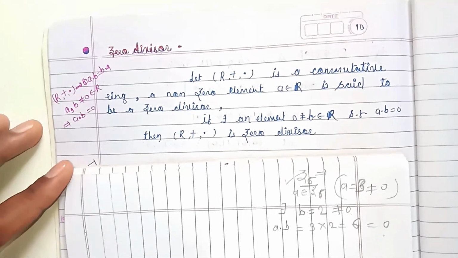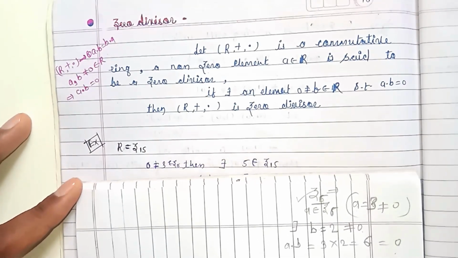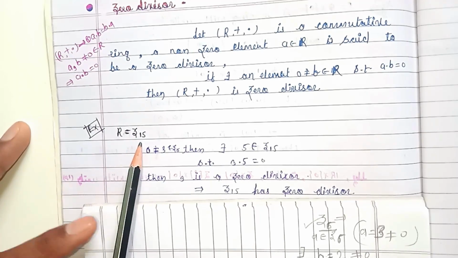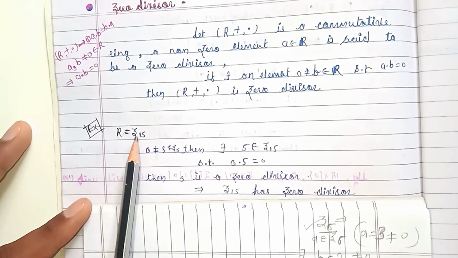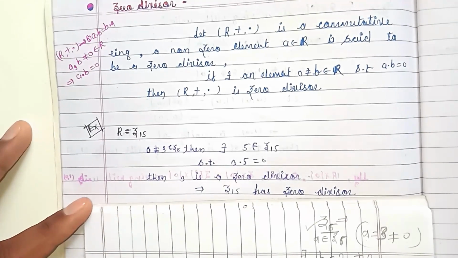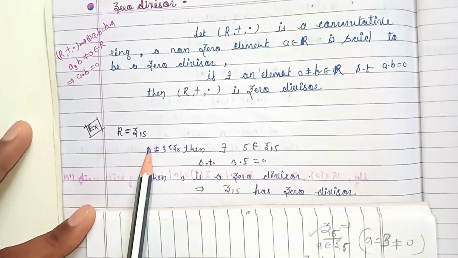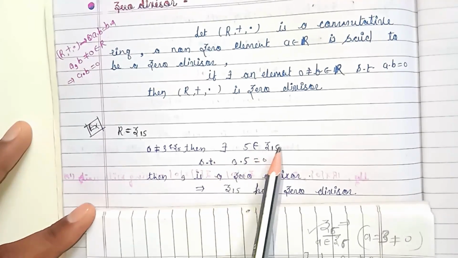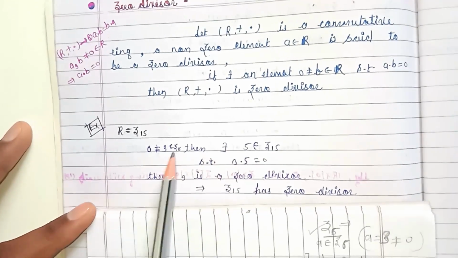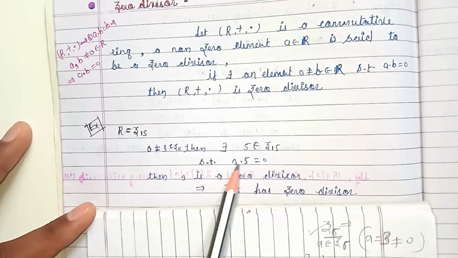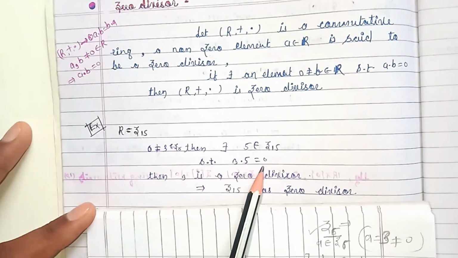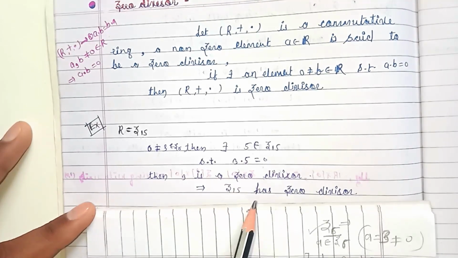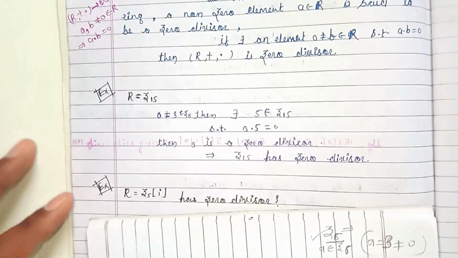Now let's start some examples depending on zero divisor. Here I consider the ring Z15, and we have to show that Z15 under addition and dot has a zero divisor. Let's consider 3 as a non-zero element from Z15. Then there exists a 5, which is also in Z15. If we multiply them, 5 is non-zero, 3 is non-zero, but under Z15, 3 fives are 15, and 15 under Z15 is 0. So 3 is a zero divisor for Z15. So Z15 has a zero divisor. It is quite easy.